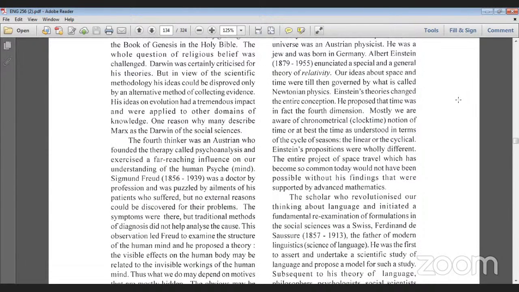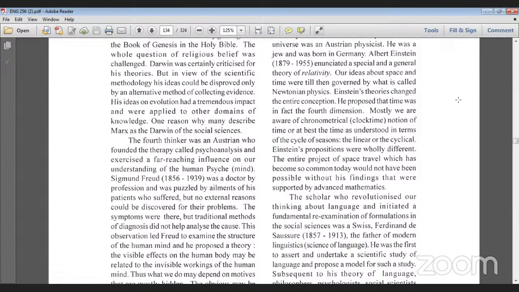The scholar who revolutionized our thinking about language and initiated a fundamental re-examination of formulation in the social sciences was a Swiss, Ferdinand de Saussure, 1857 to 1913, the father of modern linguistics. Okay, he was called the father of linguistics. Linguistics is also a study of literature, the science of language. They have given you in the bracket.